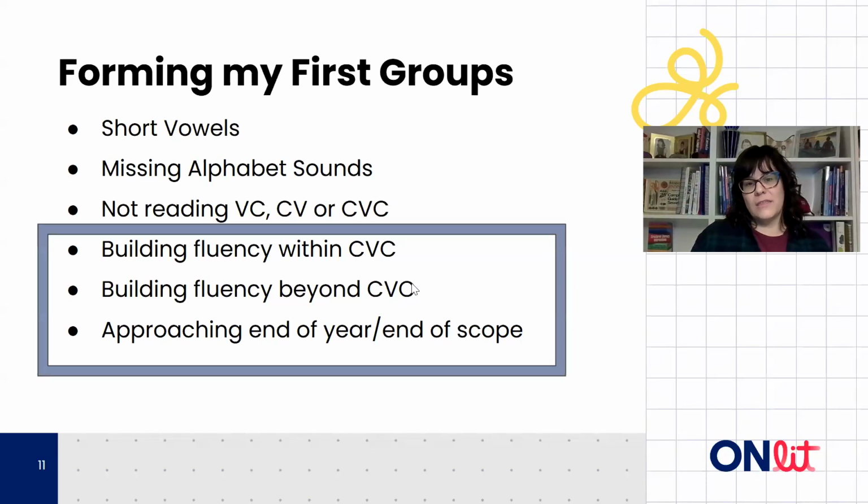This here, what's underneath the gray box here, this is where I decided to start my whole group instruction. This is where the majority of the class was. They were needing support with building fluency with CVC, and they were ready to continue along the scope and sequence in learning digraphs and blends.